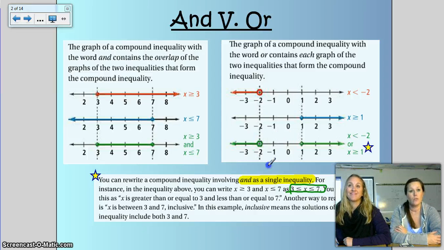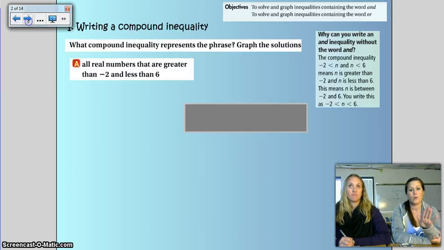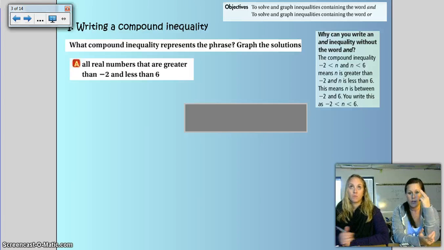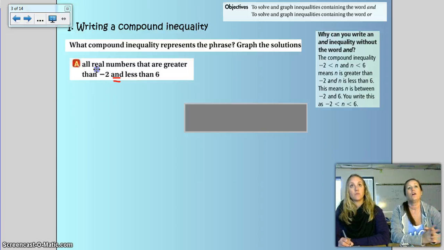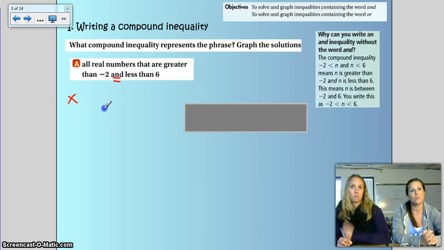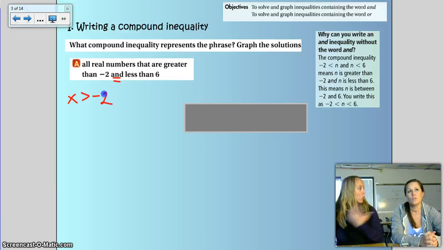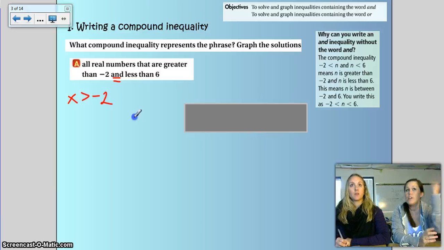So let us look at how it works. We're going to write a compound inequality phrase and graph it. I'm looking for "and" or "or." All real numbers that are greater than -2 and less than 6. Let's chunk it. All real numbers that are greater than -2: x is greater than -2. If this was "or equal to," it would say "or equal to." Then I have another inequality that is x is less than 6.